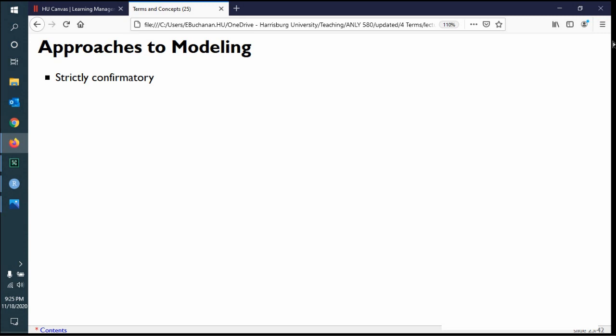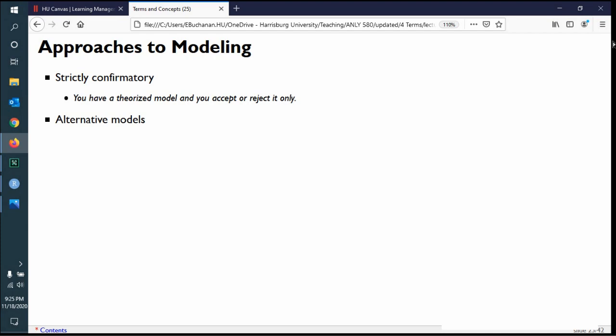We could take a strictly confirmatory approach, which means we only have this theorized model, and I'm either going to accept that it worked or reject it. This is more of a traditional hypothesis testing. It's either p less than 0.05 or it's not. Okay, not that easy, but it's that idea.